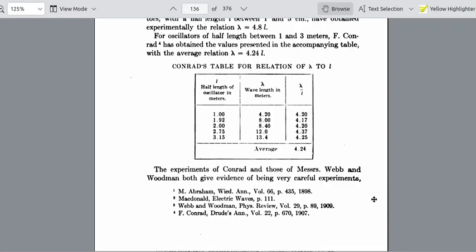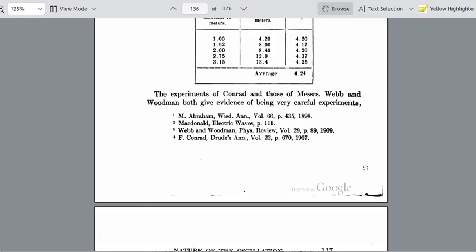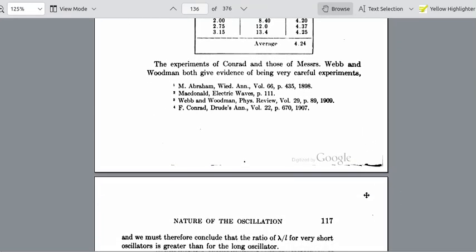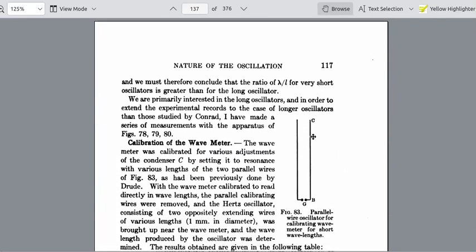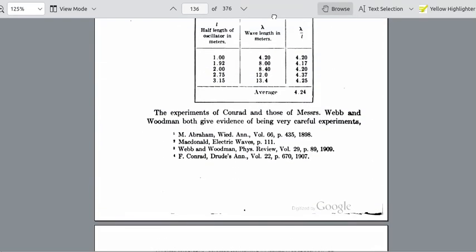Average equals 4.24. The experiments of Conrad and those of Messrs. Webb and Woodman both give evidence of being very careful experiments, and we must therefore conclude that the ratio lambda over L for very short oscillators is greater than for the long oscillator. We are primarily interested in the long oscillators, and in order to extend the experimental records to the case of longer oscillators than those studied by Conrad, I have made a series of measurements with the apparatus of figures 78, 79, 80.